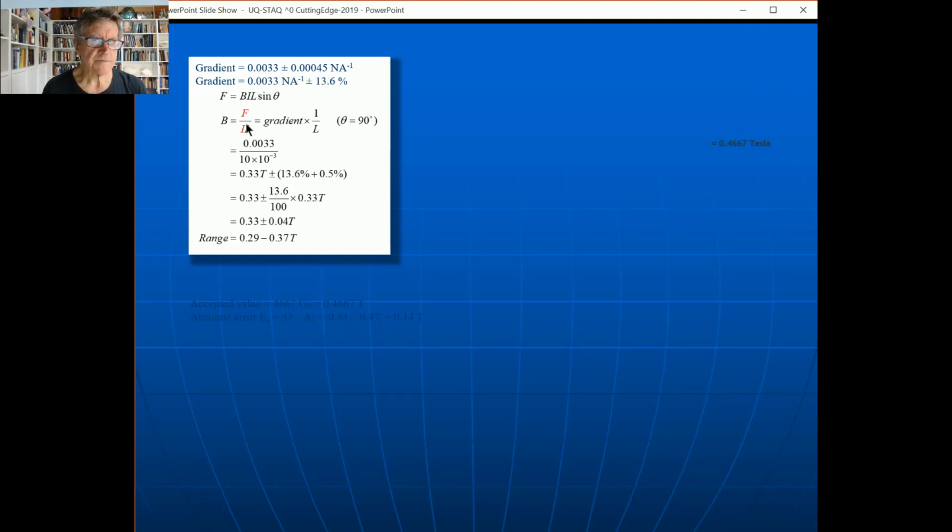Okay, now there's the gradient, 0.0033 from before, and the length of the wire is 10 millimeters, so it's 10 by 10 to the negative 3 meters. And that comes out to 0.33 Tesla, plus or minus 13.6%, and that works out to about 0.33 plus or minus 0.04 Tesla. In other words, a range for my magnet of 0.29 Tesla to 0.37 Tesla.